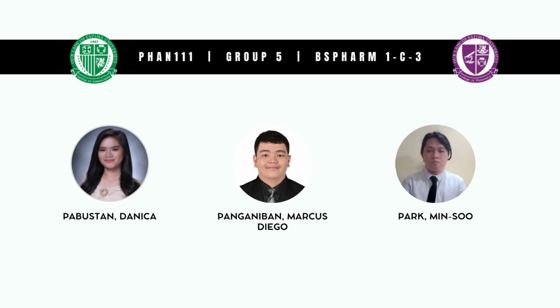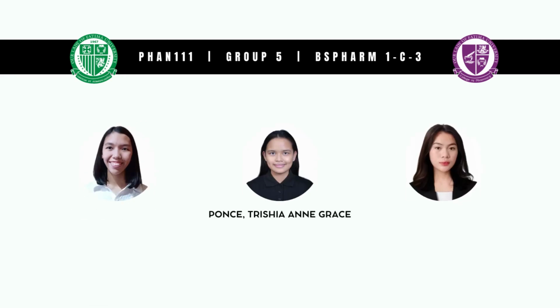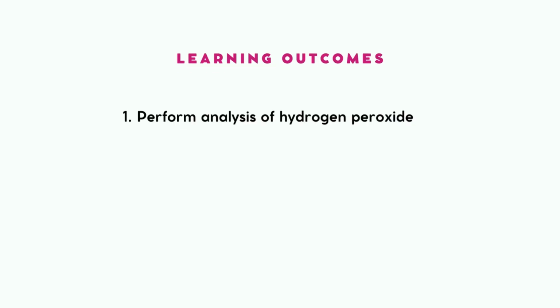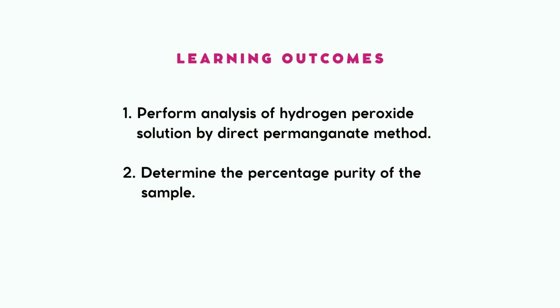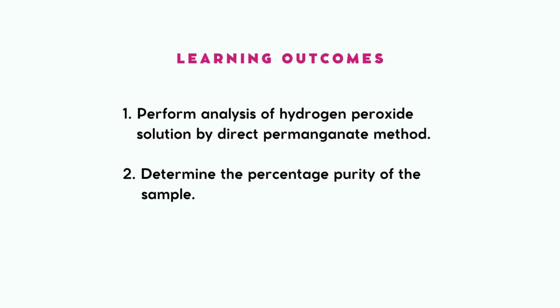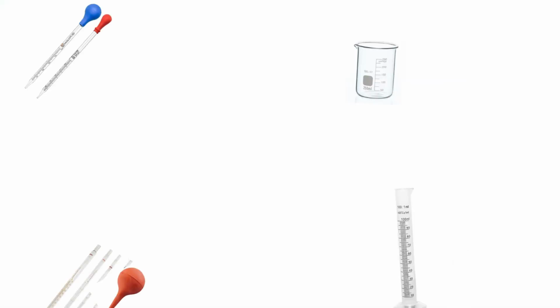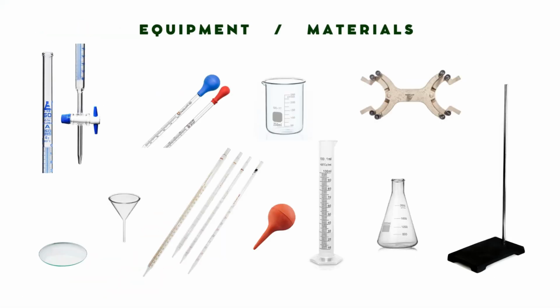In this experiment, the members of Group 5 BS Pharmacy 1C3 aim to determine the percentage purity of hydrogen peroxide through a titrimetric analysis using standardized potassium permanganate as the volumetric solution. Before we proceed with the experiment, let's prepare the materials and chemicals necessary for this titration.